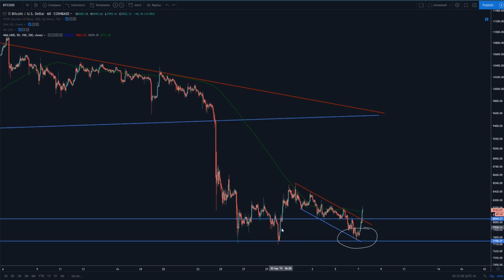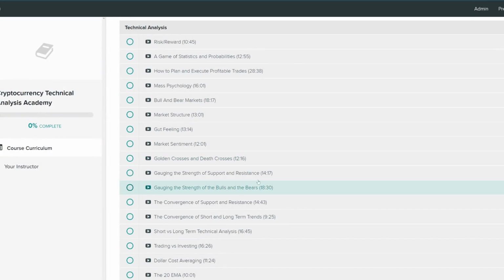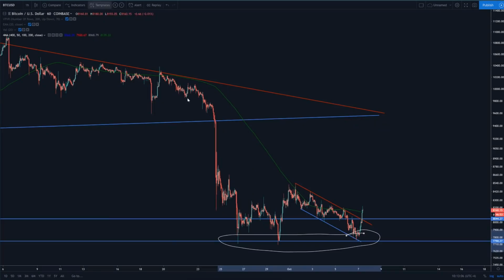Bitcoin has come down here. It's tested support not once, but not twice either. Three times Bitcoin has come down and had to test these levels of support. Right now, this is a triple bottom, which means that this level of support is very strong. For you guys in CT2A who have watched the video gauging the strength of support and resistance, you'll know that a triple bottom is a pretty strong bottom.